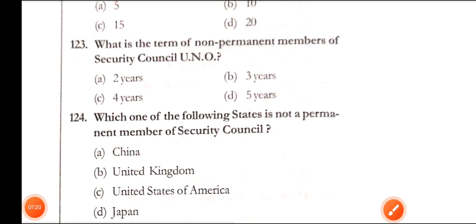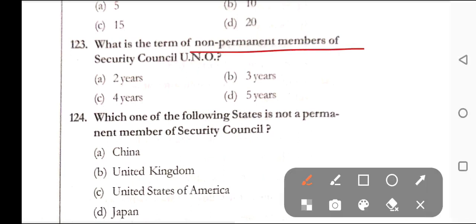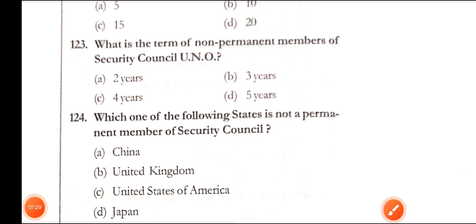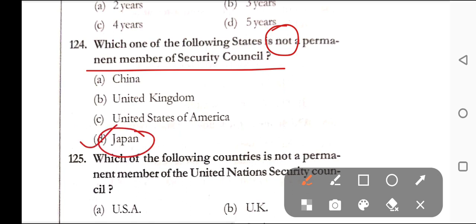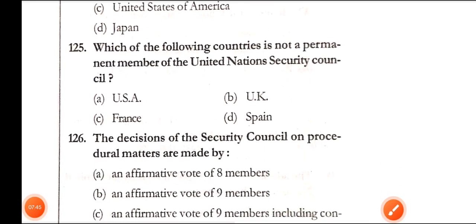Question number 123. What is the term of the non-permanent members of the Security Council of UNO? Correct answer here is option A, that is 2 years. Question number 124. Which one of the following states is not a permanent member of the Security Council? Option A, China; option B, United Kingdom; option C, United States of America; and option D, Japan. Correct answer here is option D, that is Japan. Japan is not a permanent member of the Security Council. Other members are the permanent members of the Security Council.